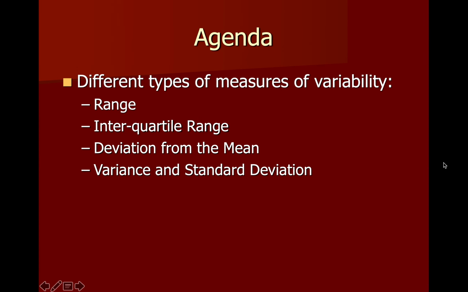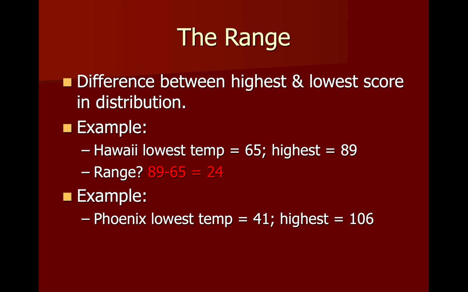So here's our agenda for today. We're going to talk about 4 different types of measures of variability: range, interquartile range, deviation from the mean, and then variance and standard deviation. So let's first talk about the range.